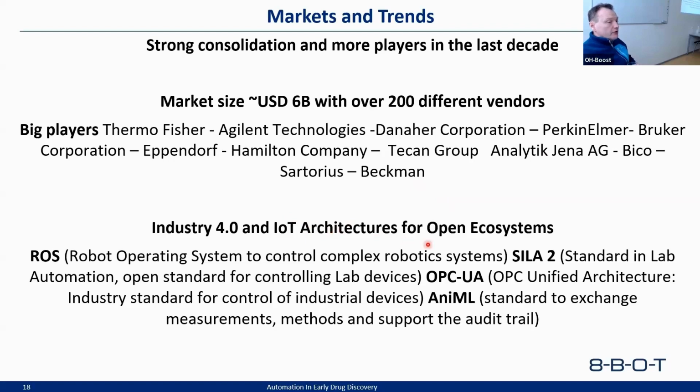For Industry 4.0 and IoT architectures, some examples. ROS, called Robot Operating System, is something like the Linux for robots. So it's an open system where you can combine different robot arms, devices, sensors, actors together, and build an operating system for robots, which is not really prominent in the lab automation world, but which should be. You have the CELA 2 standard, which I was working with a lot. The idea is to have something like a common standard to integrate devices into your lab.